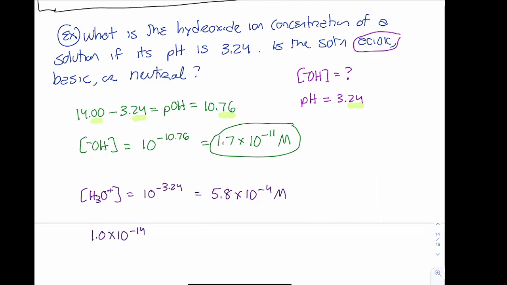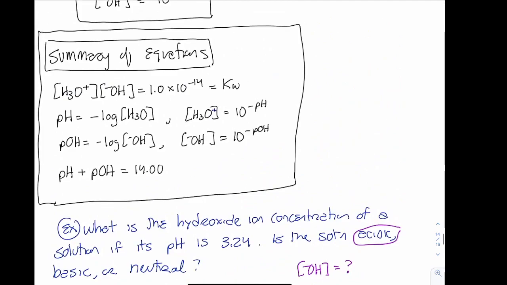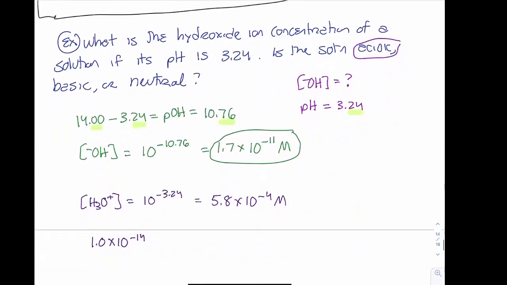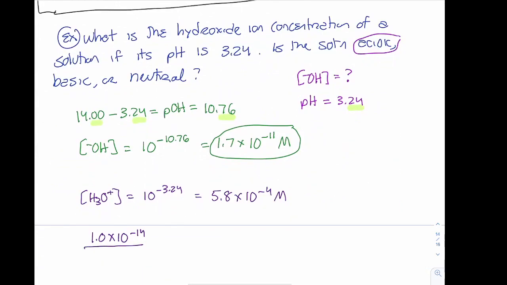And then I know that if I take Kw, right, I'm just using this one here, and I divide it by my hydronium ion concentration, I'm going to get my hydroxide ion concentration. So I'm just typing this into my calculator right now, and I get 1.7 times 10 to the negative 11th molar. So again, either way works for us.